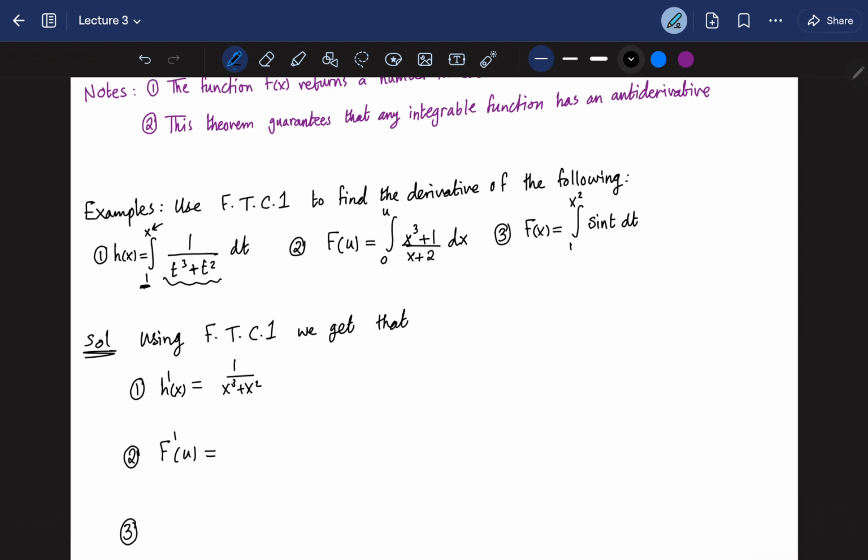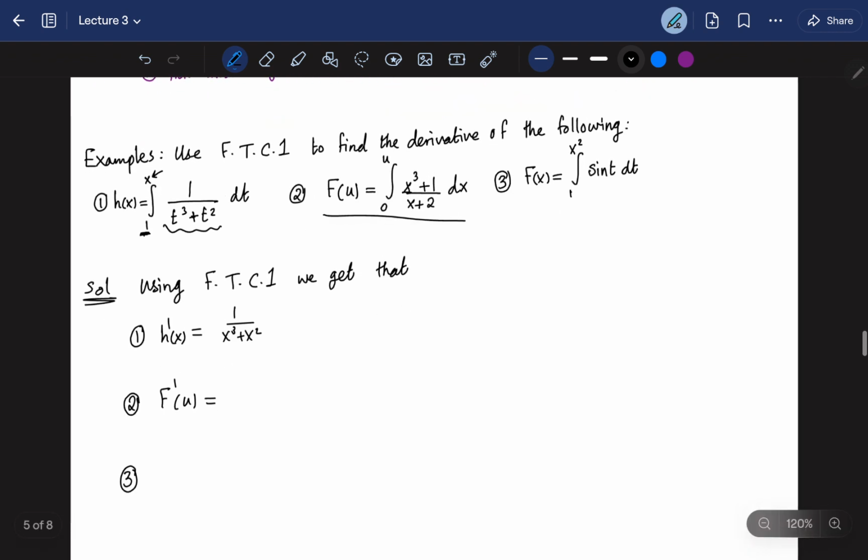So you just apply it directly. Similarly here, if I want to find the derivative of this function here, we're going to apply the same exact thing, but be careful. We have different variables. So here, I'm going to take the integrand and I'm just plugging in u. So this is just u cubed plus 1 over u plus 2. That would be my derivative. That's it.